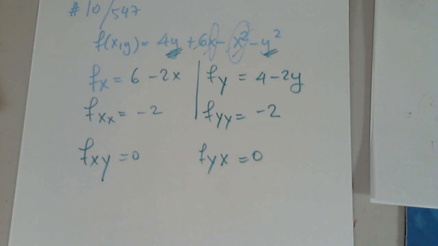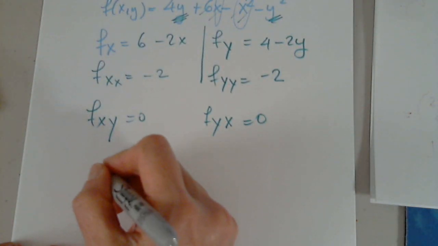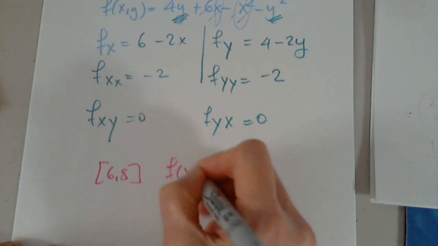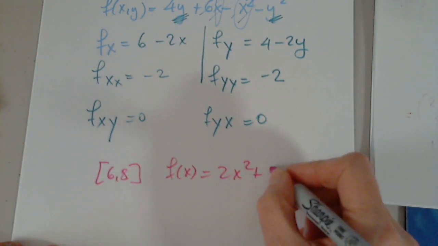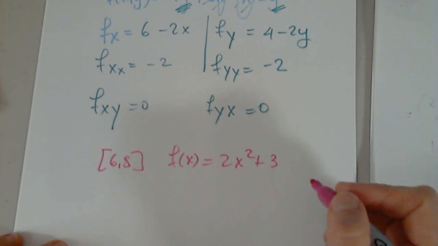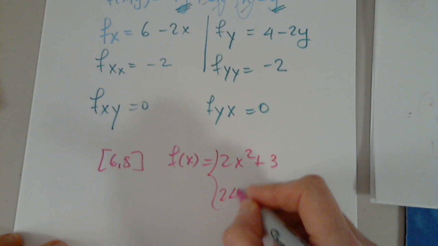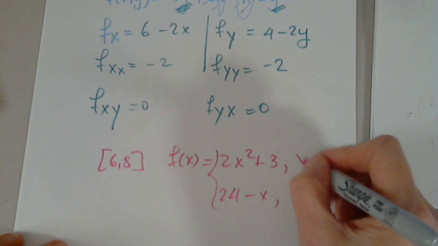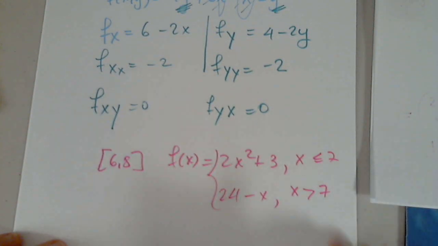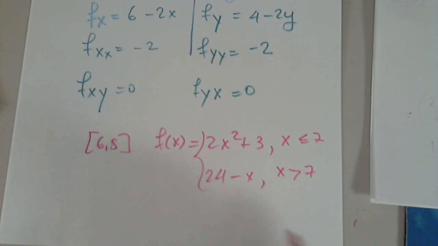Anyone, if you feel like choosing another, please say so. Yeah, I have one. Find the area under the graph of f over the interval 6, 8. The function is f of x equals 2x squared plus 3 for x less than or equal to 7, and 24 minus x for x greater than 7. Make sure that I have this correctly. Is that correct, what I wrote? Yeah, I think so. Okay.